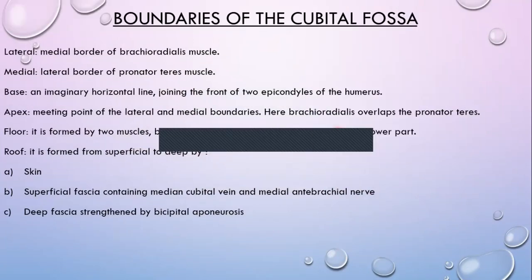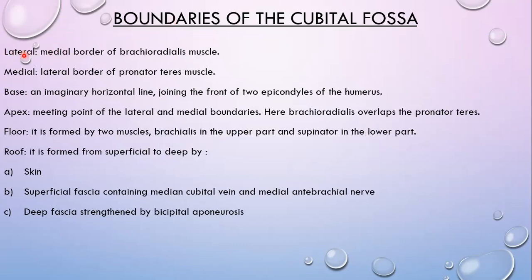Now, the boundaries of the cubital fossa. The lateral boundary is formed by the medial border of brachioradialis muscle. The medial boundary is formed by the lateral border of pronator teres muscle. The base is an imaginary horizontal line joining the front of the two humeral epicondyles. The apex is the meeting point of the lateral and the medial boundaries, and is formed where brachioradialis muscle overlaps pronator teres muscle. The floor is formed by two muscles, brachialis in the upper part, supinator in the lower part, but most of the floor is formed by brachialis muscle.